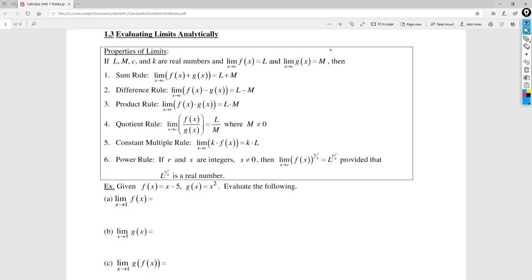Hi everyone, we are talking about how to evaluate limits analytically now. So now we can actually solve these by hand without necessarily having to use a calculator. Alright, so first we have some properties.